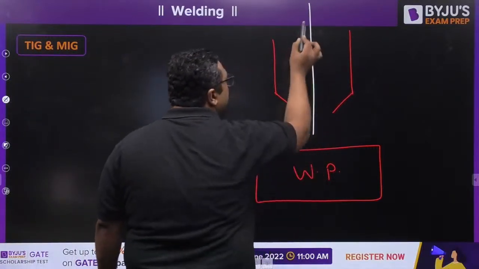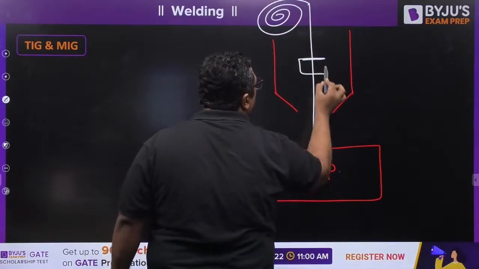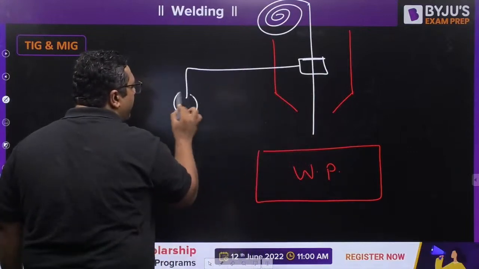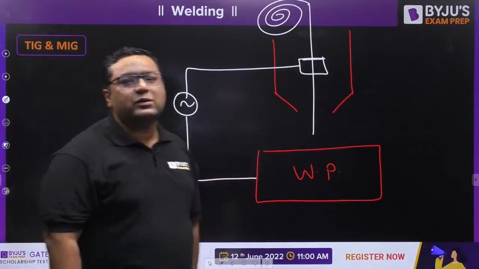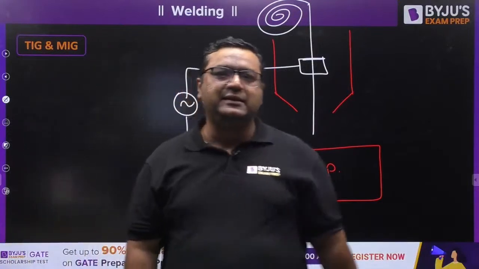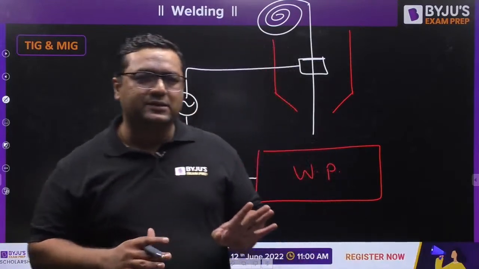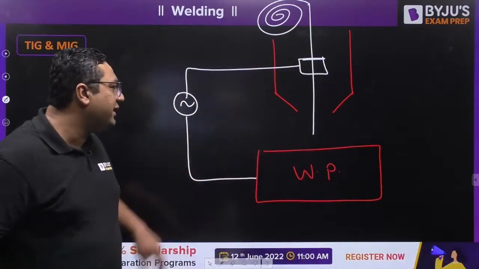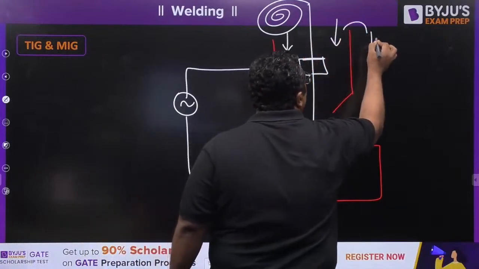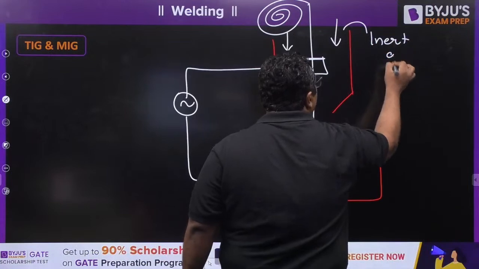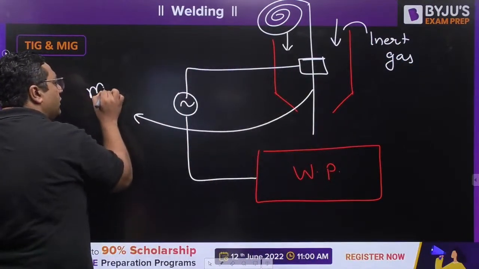And when you are using this metal wire, obviously there will be a wire spool. And for making the continuity, a servo mechanism and power source will be there. So my dear, this is very much similar to submerged arc welding. Only one thing is different: the work of flux is now done by the inert gas. So here we will be providing the inert gas. And here, my dear, this is the metal electrode.